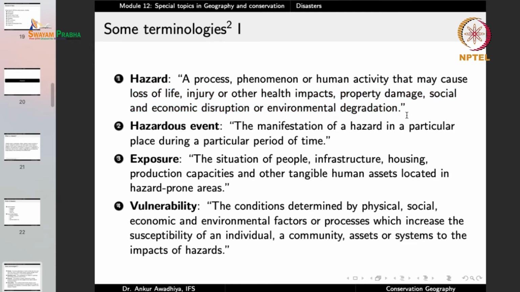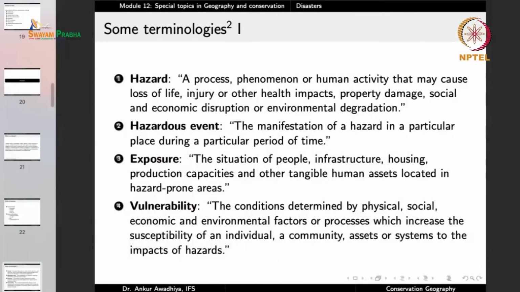Now, if you have a hazard in an area, say you have the accumulation of a huge quantity of a toxic chemical in an industrial warehouse, that is a hazard. But if the hazard actually manifests itself, then we will get a hazardous event. The manifestation of a hazard in a particular place during a particular period of time. Exposure is the situation of people, infrastructure, housing, production capacities, and other tangible human assets located in hazard prone areas.